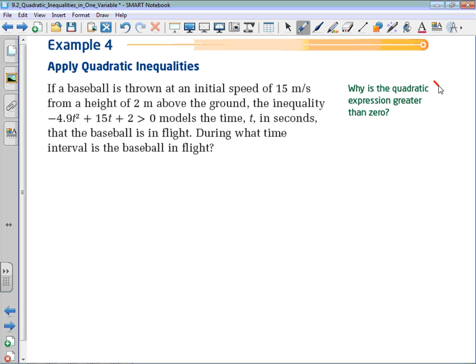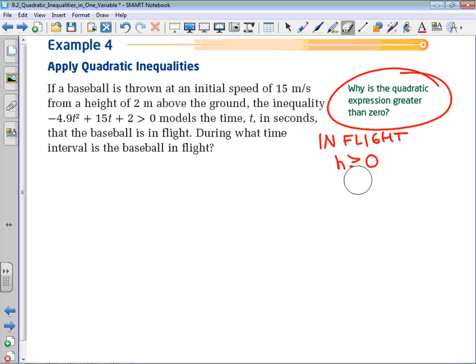It says, why is the quadratic expression greater than 0? This particular inequality is modeling a baseball that's in flight. In flight really tells us that the height of the baseball must be greater than or equal to 0. And you can make a pretty solid argument that it really should just be greater than 0, because if the baseball is on the ground, is it really in flight? I mean, it was in flight, but now it's hitting the ground and it's no longer true.